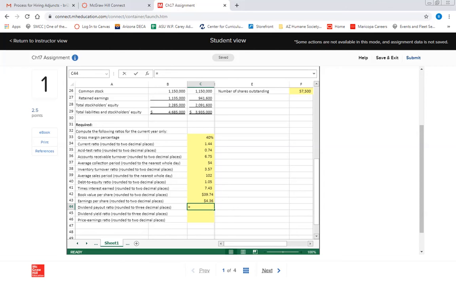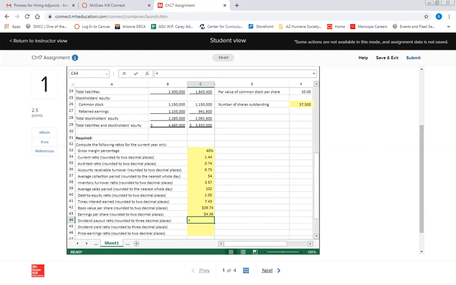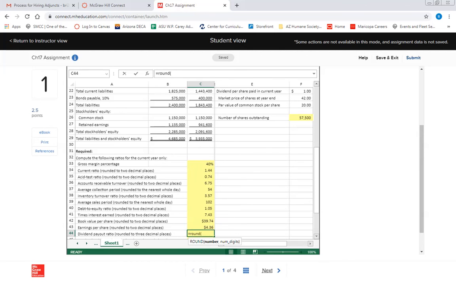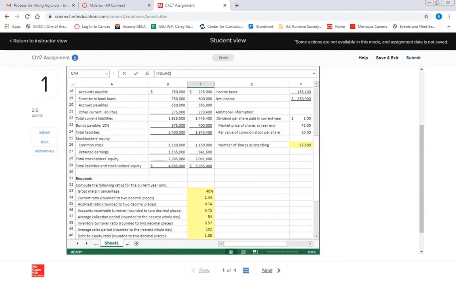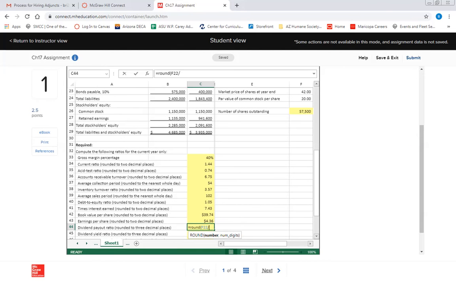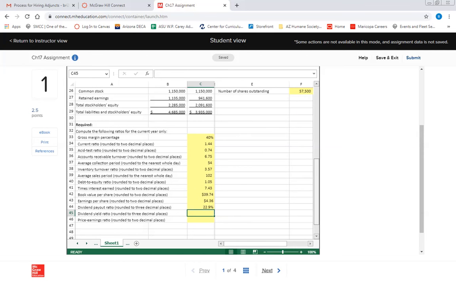So we're going to take the dividend payout ratio, which is your dividends divided by your earnings per share. So we're going to go up and grab our dividends after we type in round. So there we go, our dividends per share divided by our earnings per share, which we just calculated a bit ago. Remembering to round to 3 decimal places for whatever reason. So 22.9%.